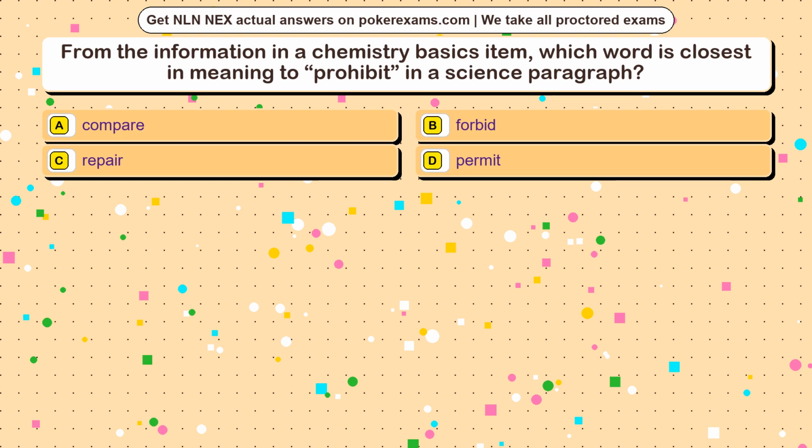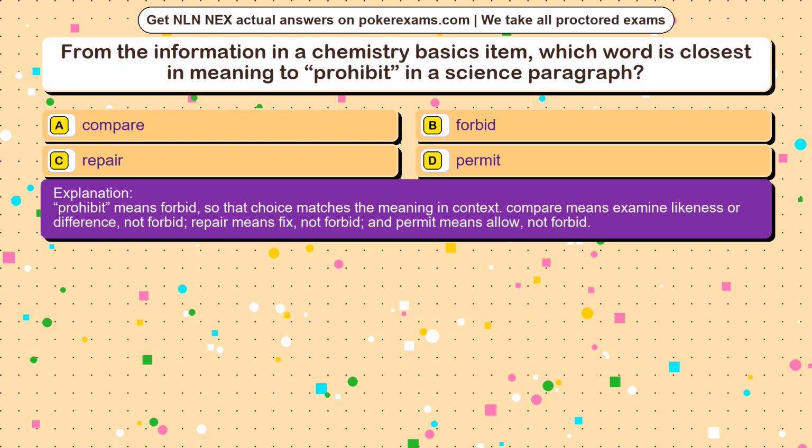The correct answer is option. Prohibit means forbid, so that choice matches the meaning in context. Compare means examine likeness or difference, not forbid. Repair means fix, not forbid, and permit means allow, not forbid.